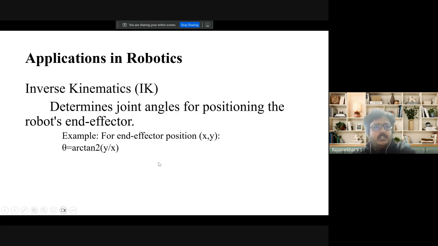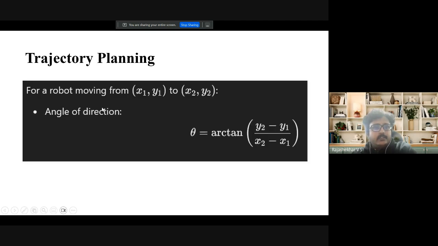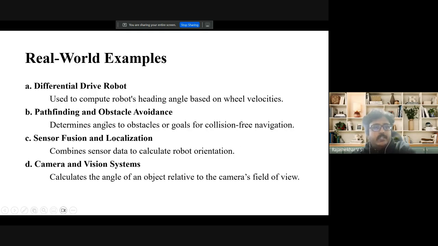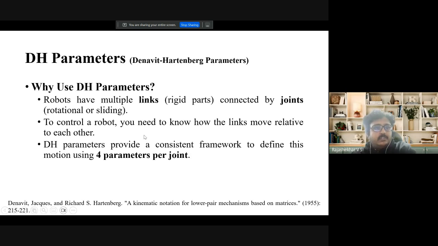These are commonly used in robotics to find the end effector position. It is used in robot motion to find out the position and the direction of the robot motion. And it is used in differential drive robots, pathfinding and obstacle avoidance, sensor fusion and localization, camera and vision systems. So this is the thing.